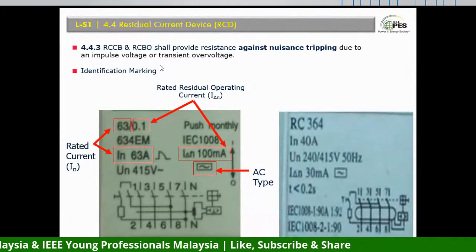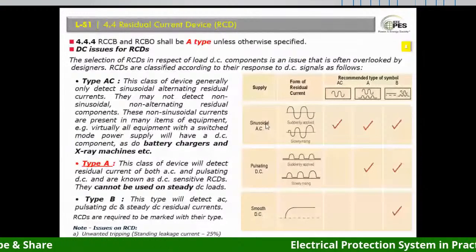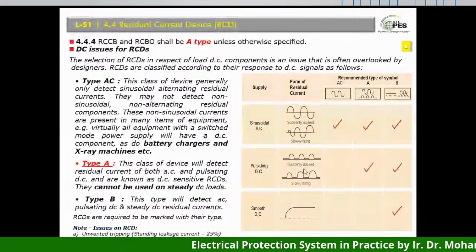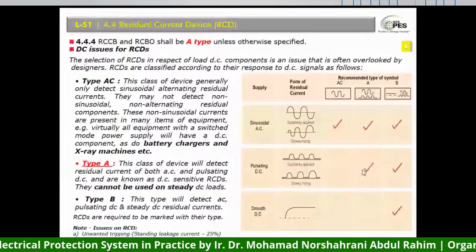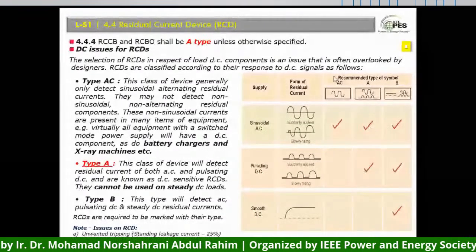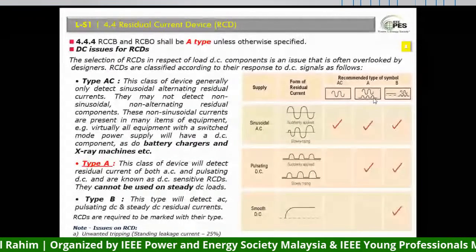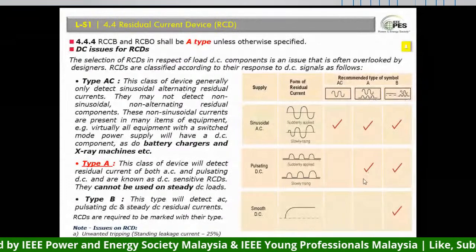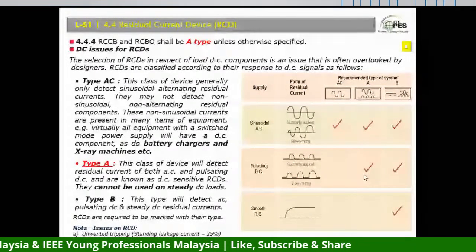So there are a lot of categories under RCD. As we go to now, technologies are using AC and DC, so the selection of RCD is very important. For example, in JKR we are using type A. Even though type B is better, we need to consider what are the most commonly used types of equipment by the premises.